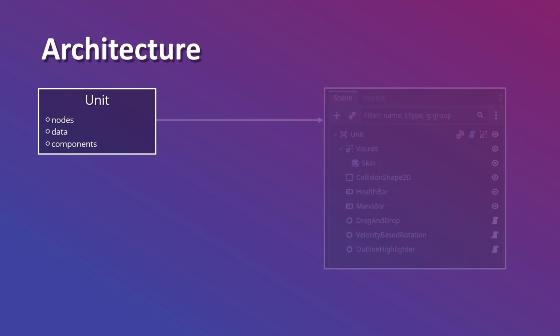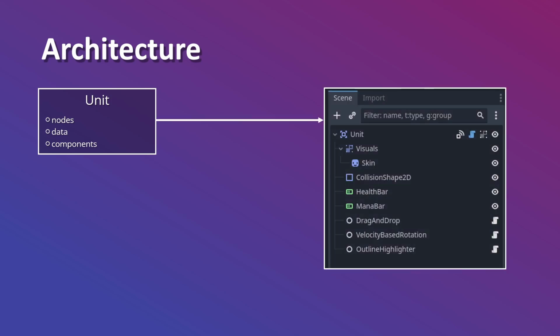So the unit scene itself has three major pillars: its nodes, its data, and its components attached to it. So we have a bunch of nodes here, but we won't be adding all of them in this video because there are some which are related to specific components.